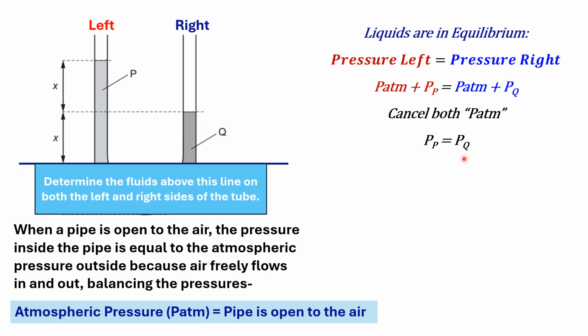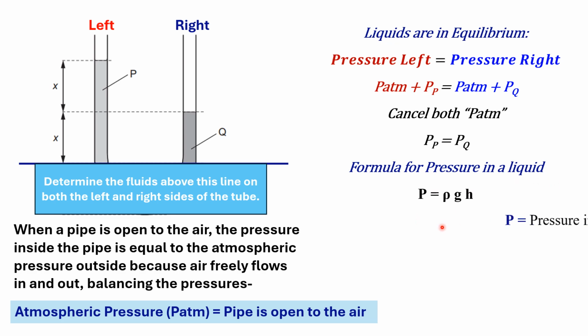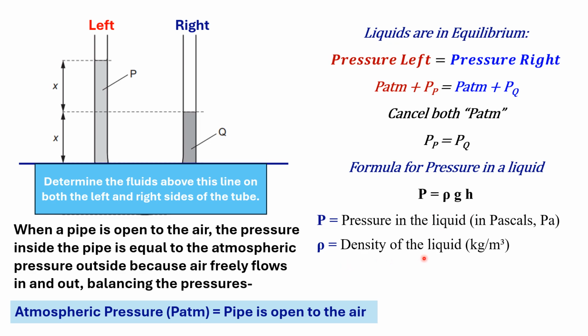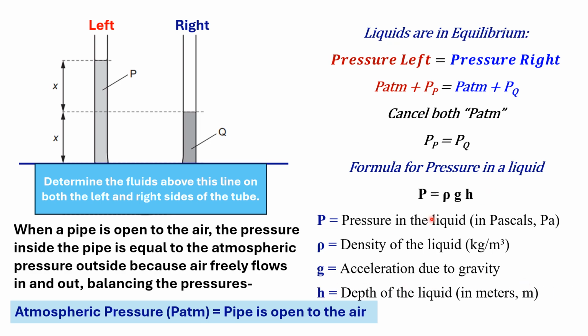So which formula are we using? So here is how it goes. The formula for pressure in a liquid is given by this formula, where P is the pressure in the liquid in pascals, rho is the density of the liquid in kilograms per cubic meter, g is the acceleration due to gravity, 9.81 meters per second squared, and height, or h, is the depth of the liquid in meters.